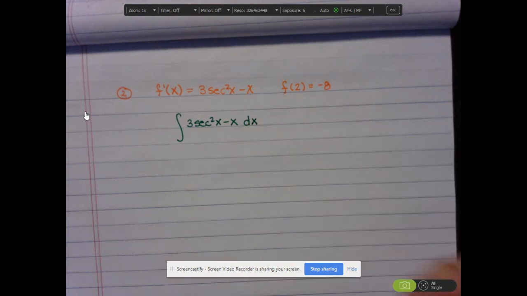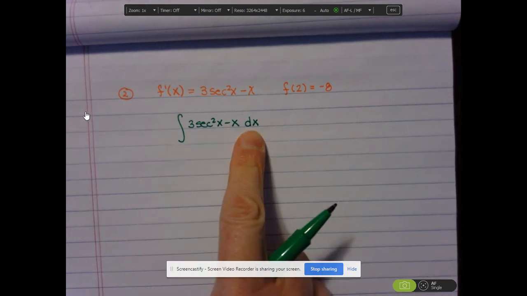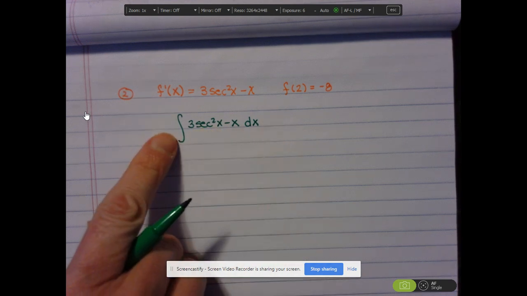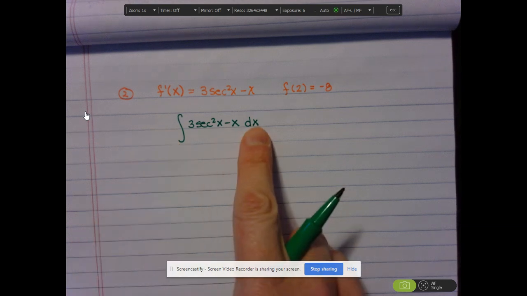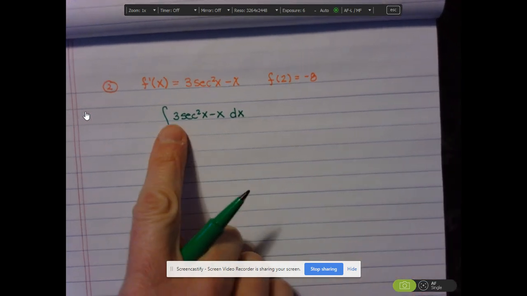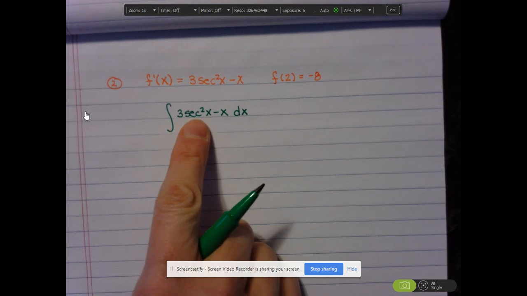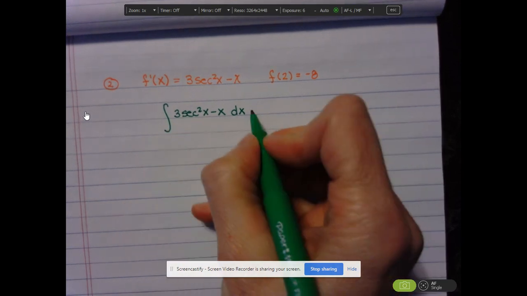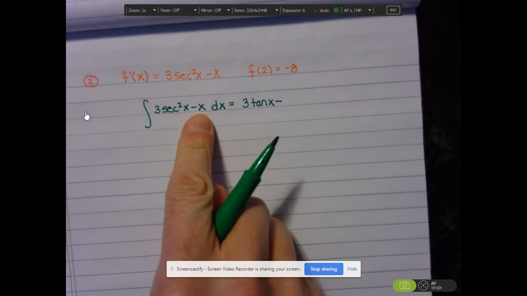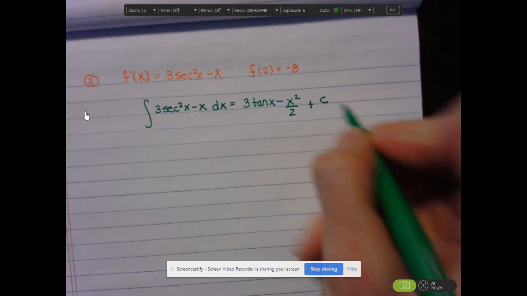Remember, when you are using the integral symbol, you better have a dx to go with it. The integral sign does not go anywhere without this dx. What you are integrating is the integrand, and the dx tells you what you're integrating with respect to. Obviously we need to know something about secant squared. 3 is just a constant, so we just let it chill. We can always move it out in front of the integral symbol if you like. Secant squared is the derivative of tangent, so that becomes 3 tangent x. There's your minus. The integral of x is x squared, don't forget to divide by 2. And then there's your plus c.